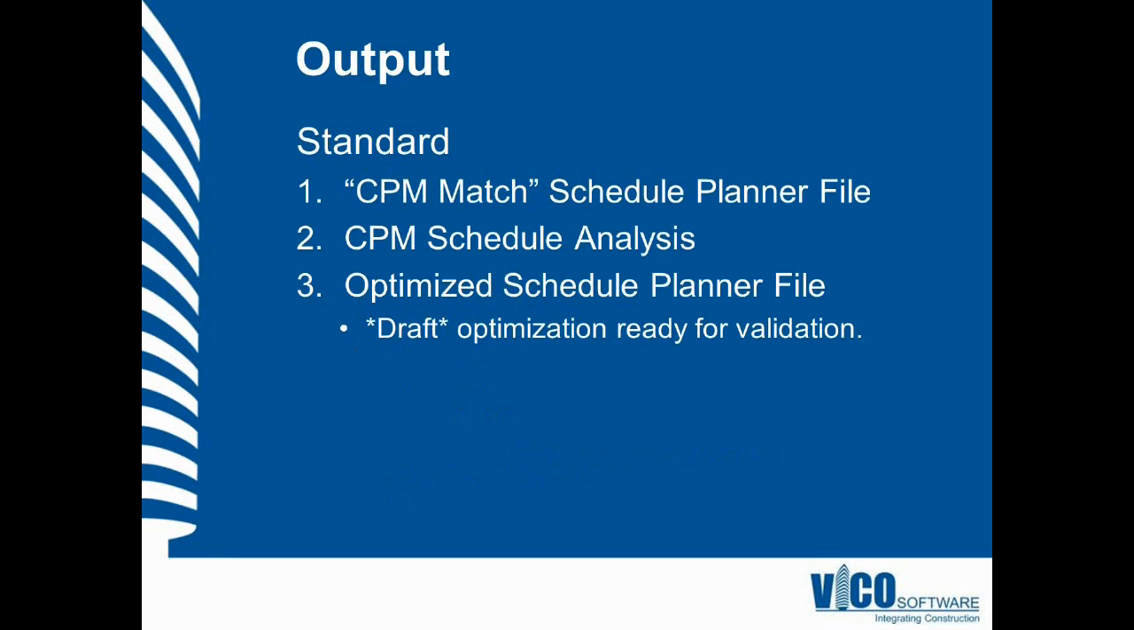Our standard deliverables are a CPM match Schedule Planner file. So that'll be the replication of your CPM schedule in Flowline. We'll also provide an analysis report of the CPM schedule using the various tools that are available in the Flowline interface. As a third deliverable, we will run a first-pass optimization on the CPM schedule, since we will typically have a resource and quantity-loaded schedule, taking that information from the 3D model and from production data that could either be a standard or gathered from our clients.